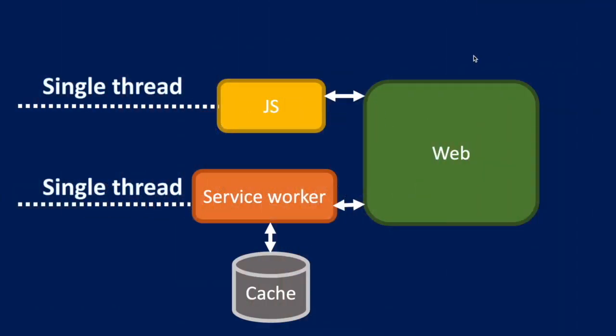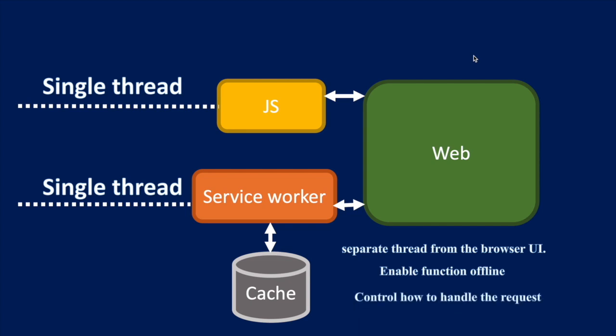A service worker is a script that executes in the background in a separate thread from the browser UI. The service worker cache makes it possible for a website to function offline, and this enables functions like caching, push notifications, and background sync. They can't access the DOM, but they can intercept all the network requests, and they act as a programmable network proxy. So this gives developers the opportunity to control how requests are handled, and this makes the website work offline.